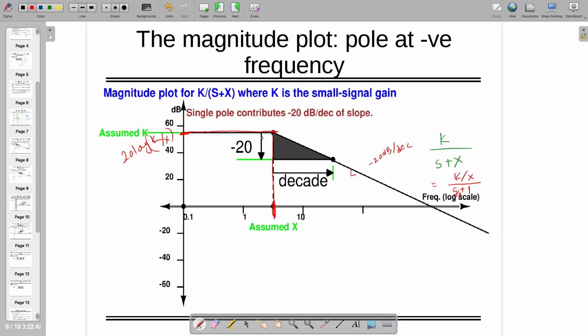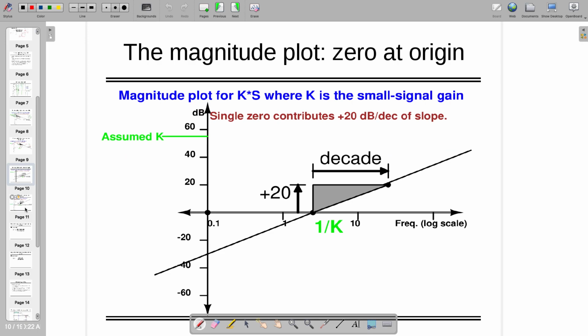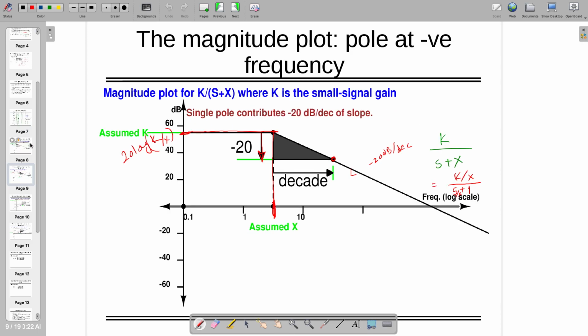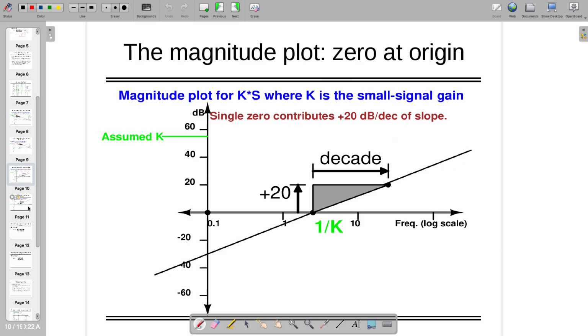So from this point, I'll go down by minus 20. I'll go ahead 1 decade. I'll find one more point. With these 2 points, I'm going to make a line. That will give me minus 20 dB per decade. Are you following this, or is it going fast? Okay. Okay, so till now this is not a problem. The problem happens when there is a differentiator which is coming first, meaning k times s.